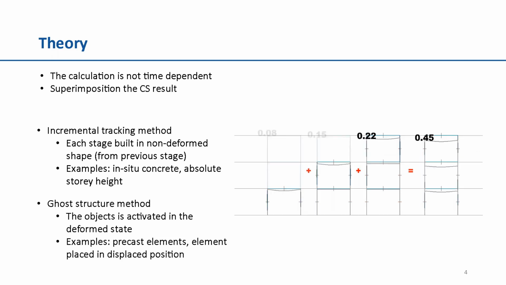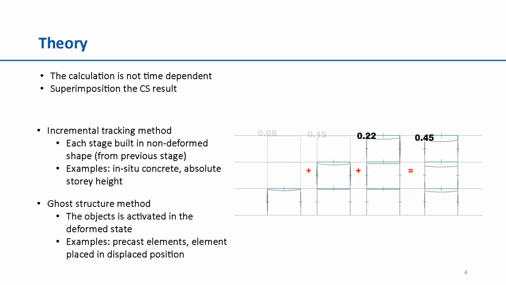The second method is called the ghost structure method. Here, all objects included in the analysis is modeled in every construction stage. However, the stiffness of the object that's not included in the active and previous stages is set to a very low value. When the object is introduced, it will be activated with its original stiffness.